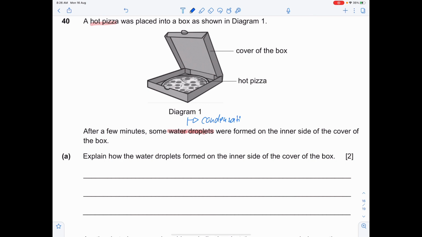So we can say that, okay, huddling together reduces the exposed surface area of an animal, hence the rate of heat loss from, make sure you tell me from where to where, from the bodies of the lemurs to the surrounding is reduced.